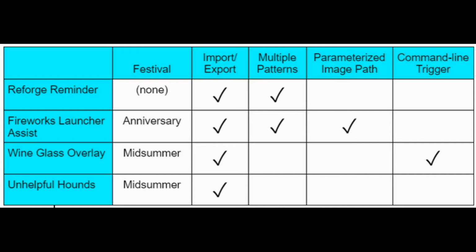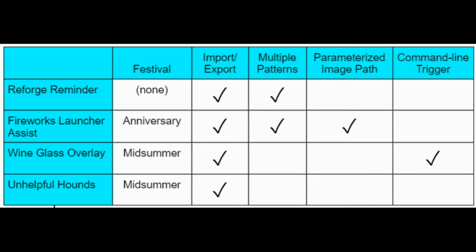And one of those is a fireworks launcher assist. This was inspired by some work that B4 did on his stream to the Festival Buddy plugin. And what it does is it puts a graphic on the screen to let you know which fireworks to launch or not to launch during the anniversary fireworks quest. Well, this does something very similar. But in order to do it, it needs to select from 8 different images.